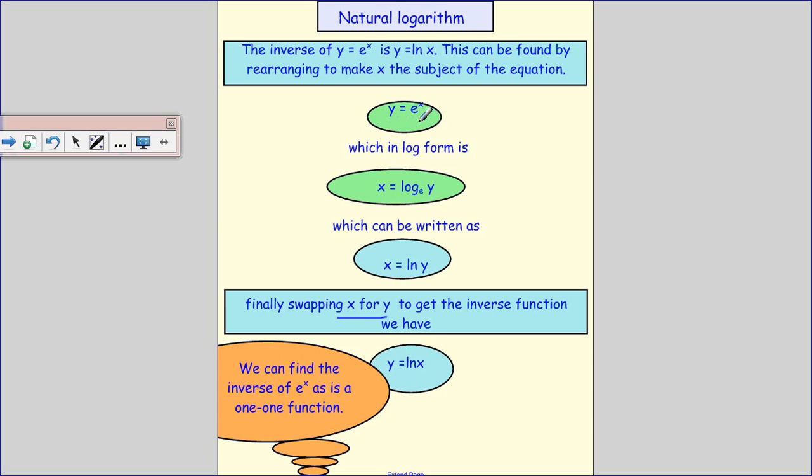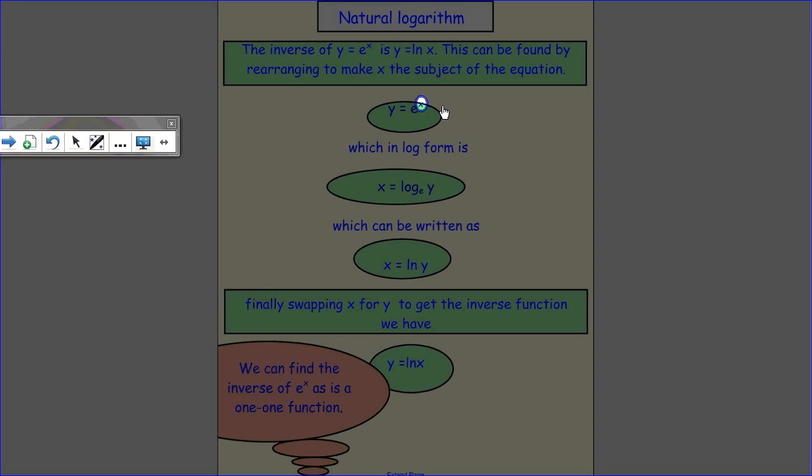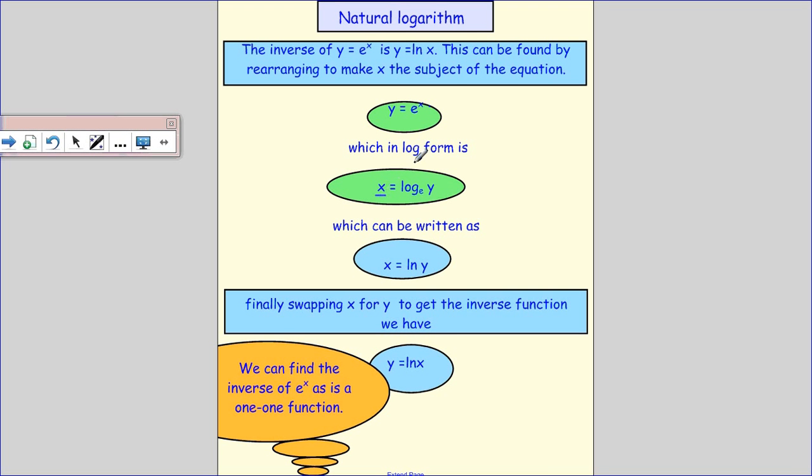So if y equals e to the x, we can put that in log form, and we say that x is the power, and the answer to a log is a power. In base e, because we're in log in base e, and the number we're looking at is this number here. So we can rewrite it like that. We can then use the ln notation, so we say x equals ln y, and then finally we just swap the x for y to get the inverse function, so we get y equals ln x.